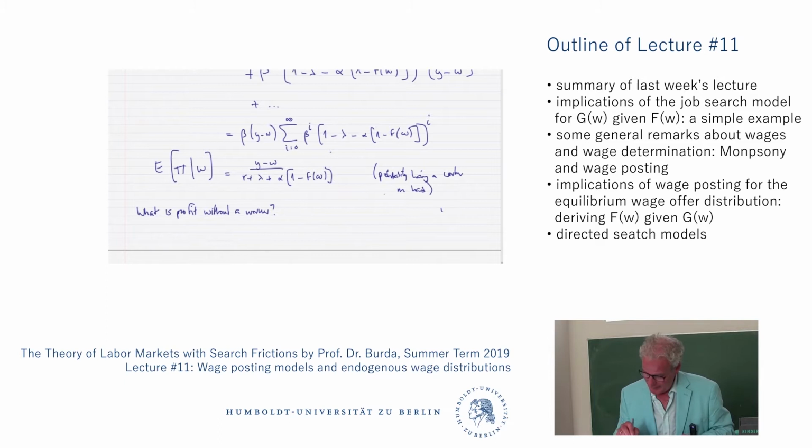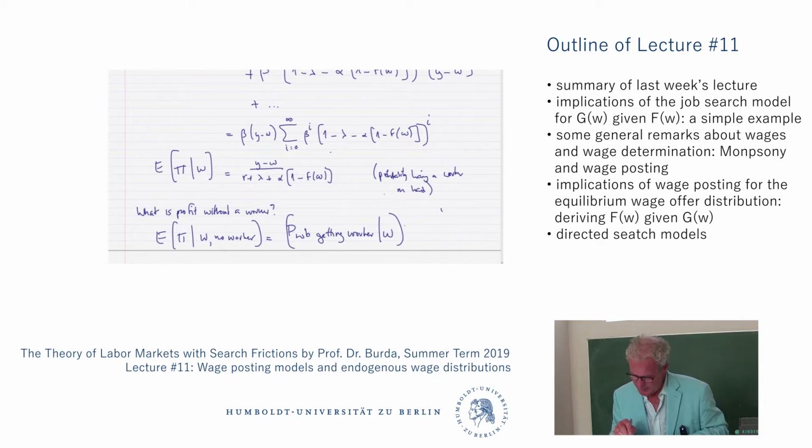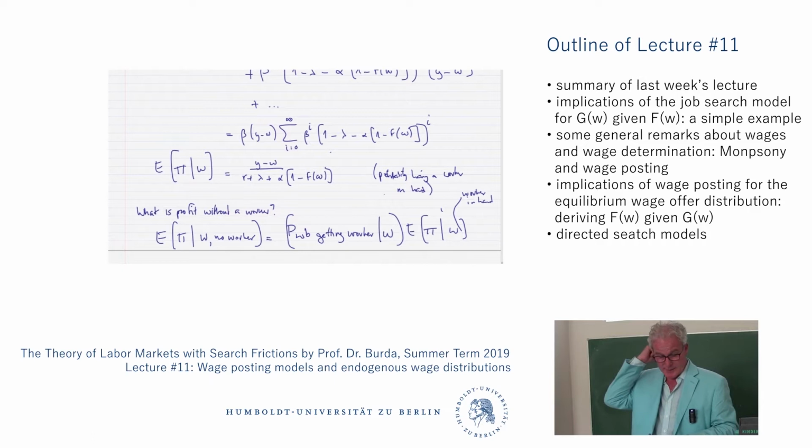I'll write it out. Profit with no worker is going to be equal to the probability of getting a worker conditional on the wage, times what we just did before, the expected value of paying a worker in hand. Okay, so now we already have that. We know what that is. And we can just substitute.